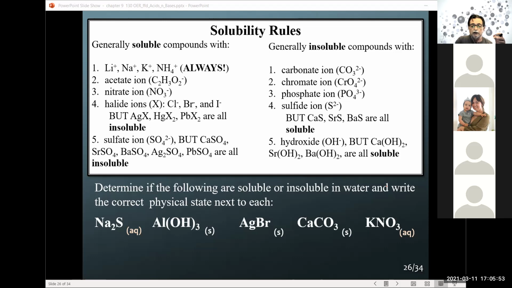Why would you write solid? Because if it's insoluble, it's a precipitate. Anything that is insoluble, calcium carbonate is insoluble, we will write the notation S. But also keep in mind that there is still a little bit of it in solution.